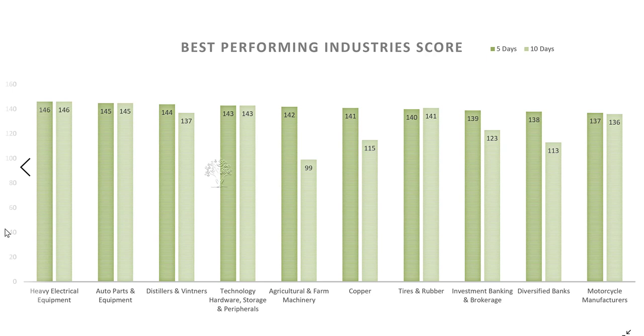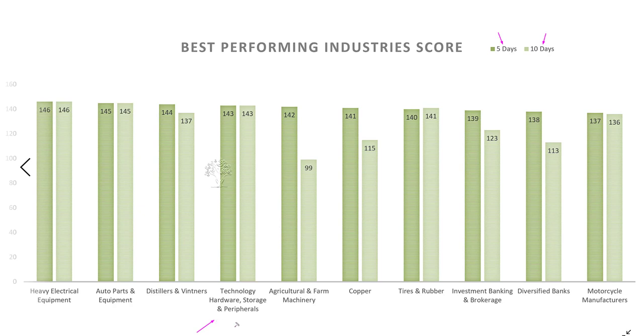Best performing industries of this week. We are looking at these 10 industries, 5 days and 10 days scores. In Q technique, we like to take long positions in stocks that are fundamentally strong, that are at a low risk technical buy point, and that are in strong industries. Going by that principle, you would look for buying opportunities in these strong industries and avoid shorting.